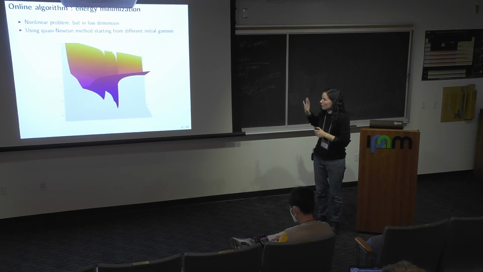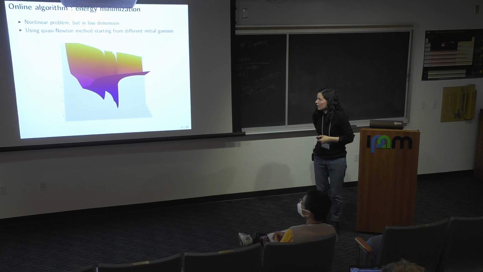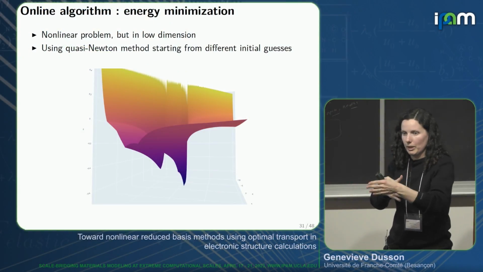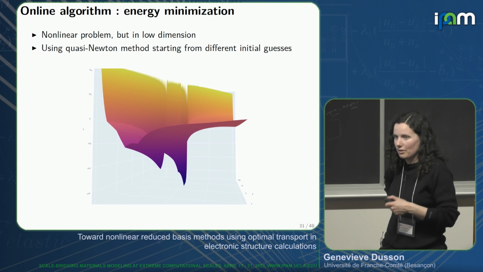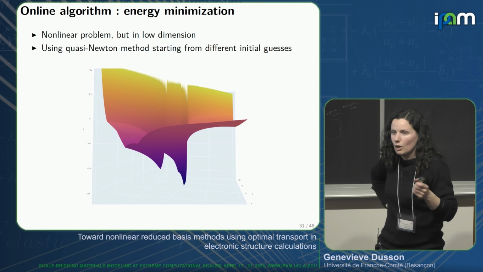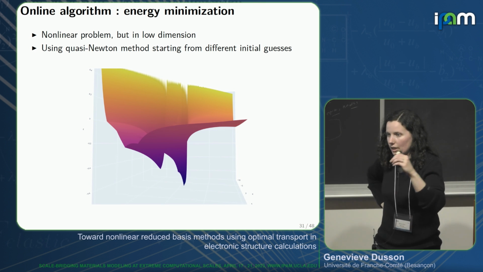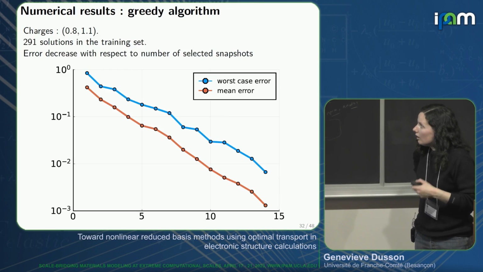Okay, so for the online algorithm, what we want to do is basically to minimize the energy to find the best possible solution in this set of barycenters. This is an example of a profile of energy when we have selected two snapshots. And what we see is that there are sharp local minima. So this is also not great from a numerical point of view. So what we do is that we use a quasi-Newton method and we start at different points so that we don't miss the global minimizer.